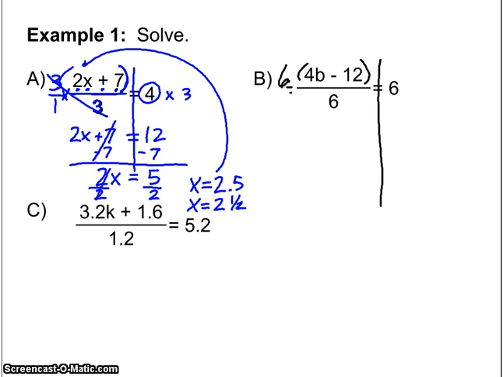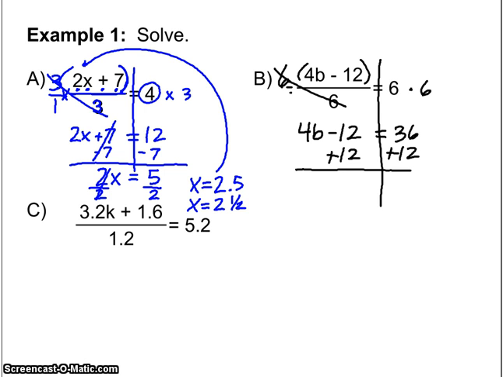And so if I multiply this side by 6, I'm also going to multiply the right side by 6, and therefore I cancel out my 6's. And now I'm left with 4b minus 12 equals 36. And we use our two-step equations. I do the inverse of subtraction first, which would be to add. And if I do it to one side, I do it to the other. And I'm left with 4b equals 48. And b is being multiplied by 4, so I am going to divide by 4. And I get b equals 12.